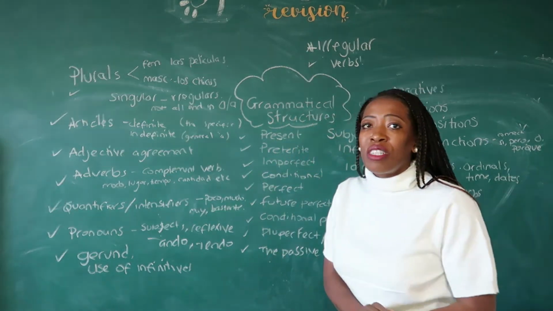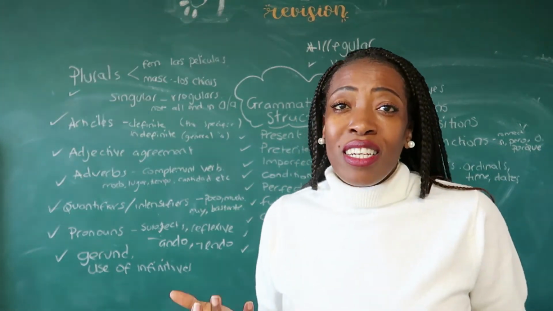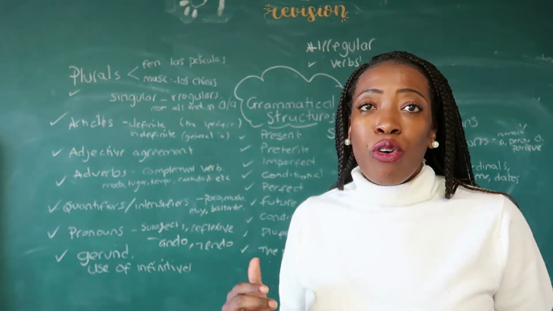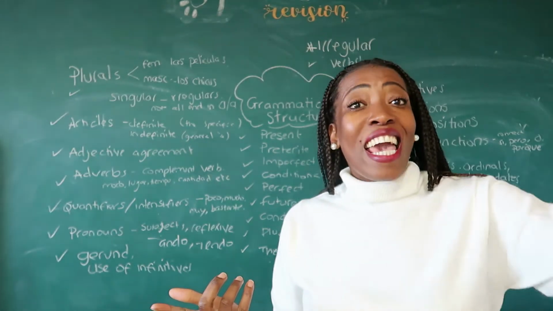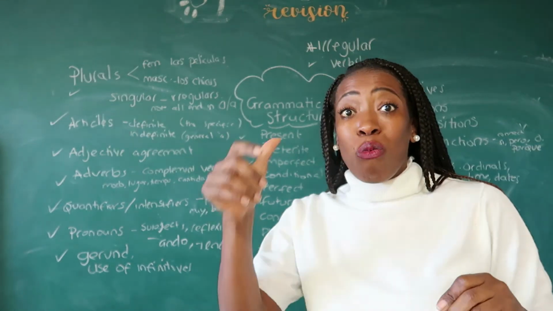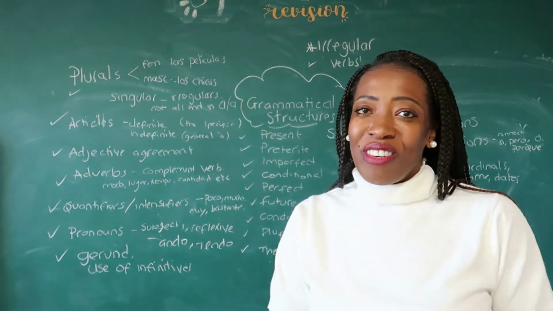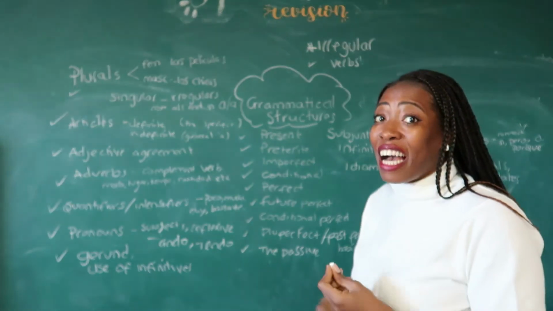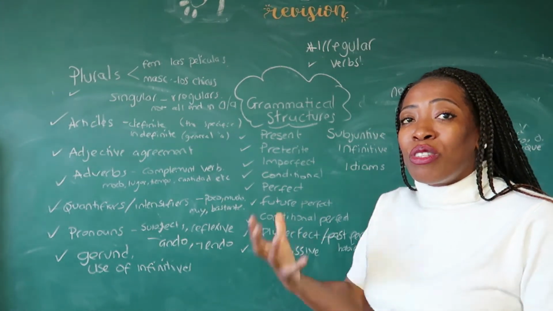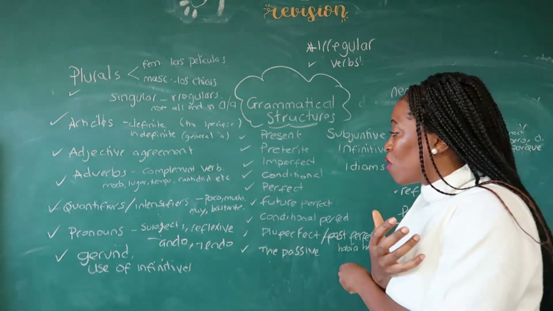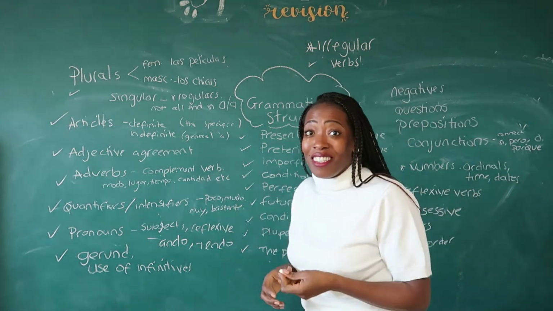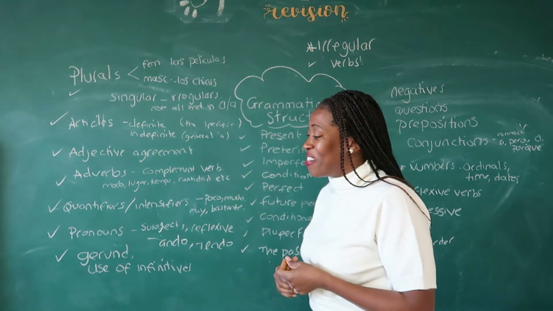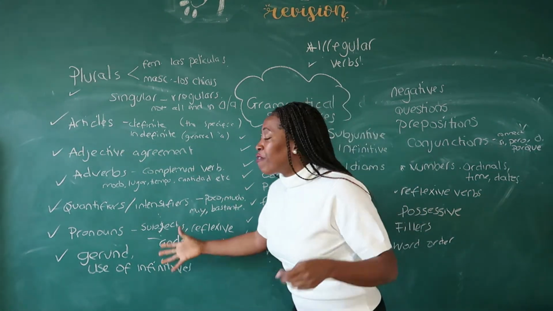When they talk about gerund, you would use it for the present continuous or the past continuous. For example, estoy hablando, I am talking. Estaba hablando, I was talking. That's your gerund, okay? And you would use that to talk about the progressive form of the tense, of the present or the past continuous.